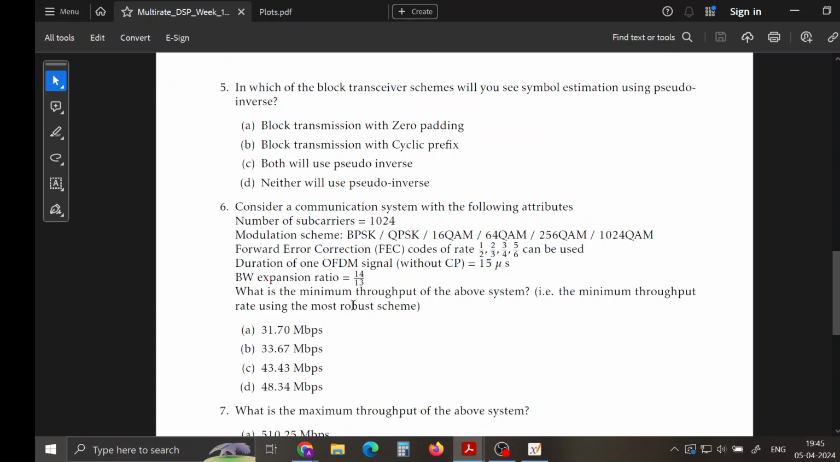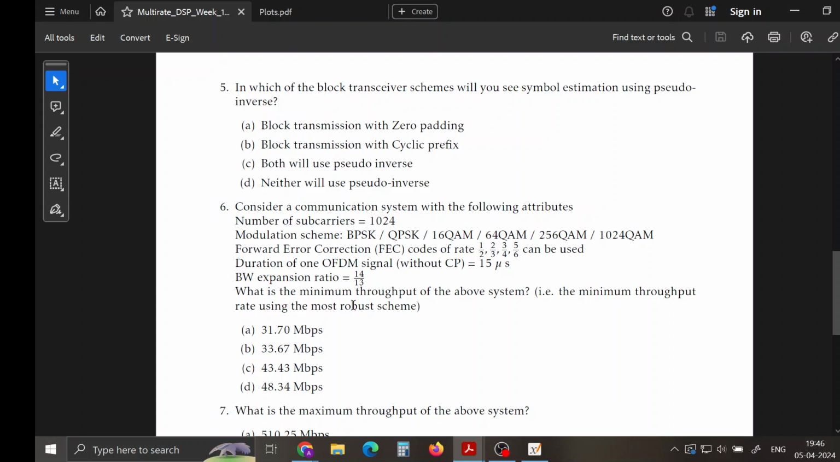Okay, so these are the choices of modulation schemes, and we have forward error correction FEC codes. There are some block codes of rate half, rate 2/3, rate 3/4, rate 5 by 6, so four options, four code rates to be chosen from. So you have four error correcting codes with different code rates.